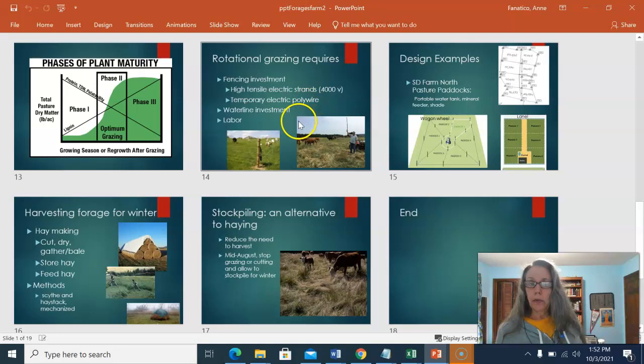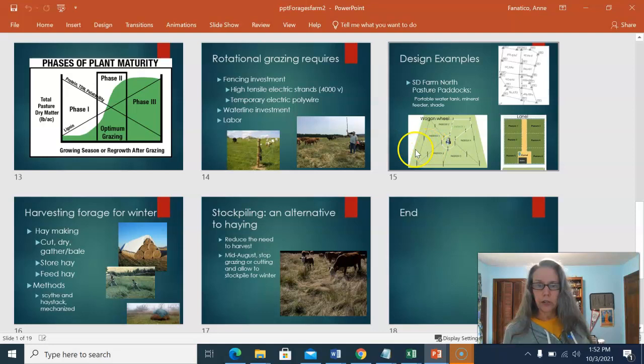So we looked at how you do rotational grazing with your fencing, with designs and water. And then we also talked about how you handle grazing in the dead of winter, that ideally you go ahead and stockpile starting in August, and this leaves basically standing hay in the field that the animals can go harvest, and that's strip grazing. But you also do need to make some hay, or you need to make silage. So we talked about methods of making hay.